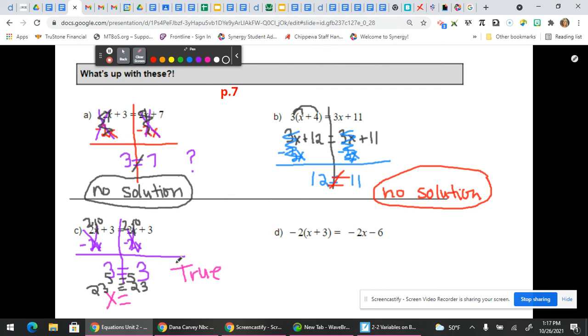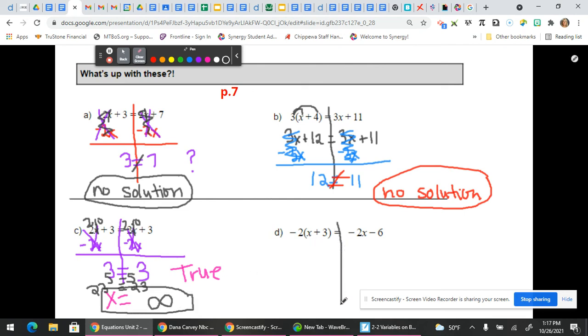So because it's true, this solution, x, has infinitely many solutions. It's like a sideways 8. So there are infinitely many solutions for this problem. It is endless. It will never end. X could equal 1, X could equal 0, X could equal 5, X could equal 1,000. It will always be true. So infinitely many solutions is what we say. There's an infinite number of solutions. So right here, x is an infinite number of solutions.